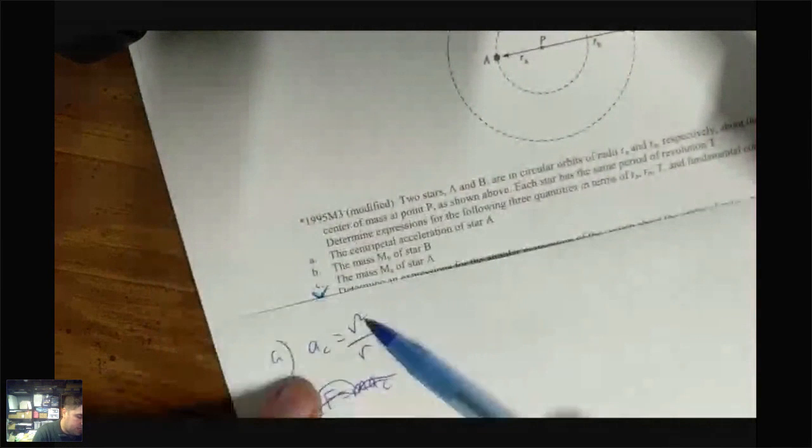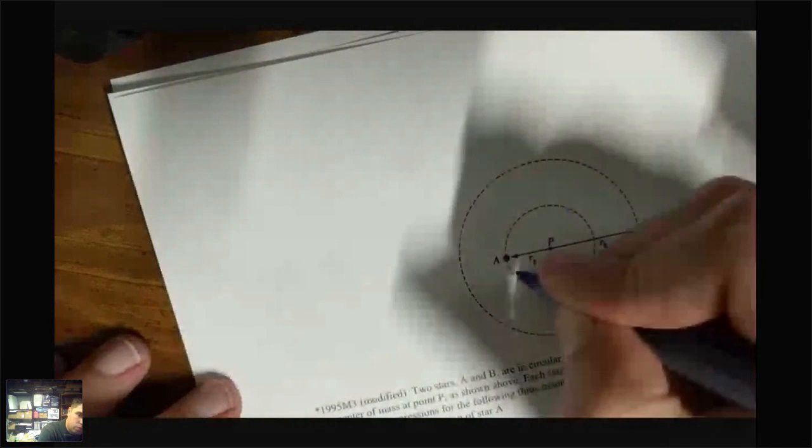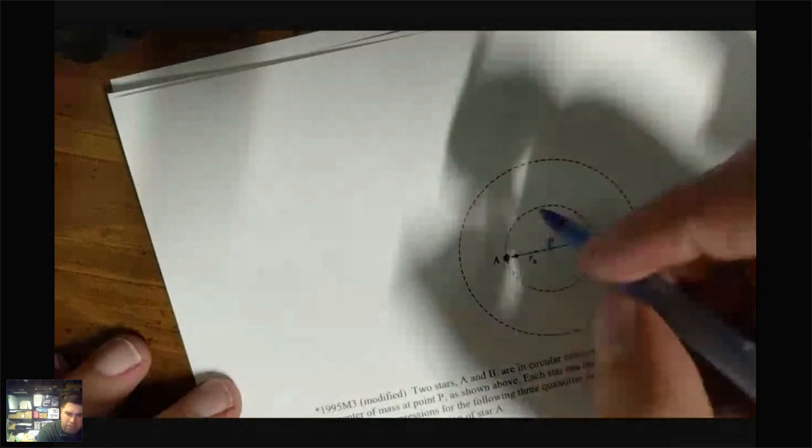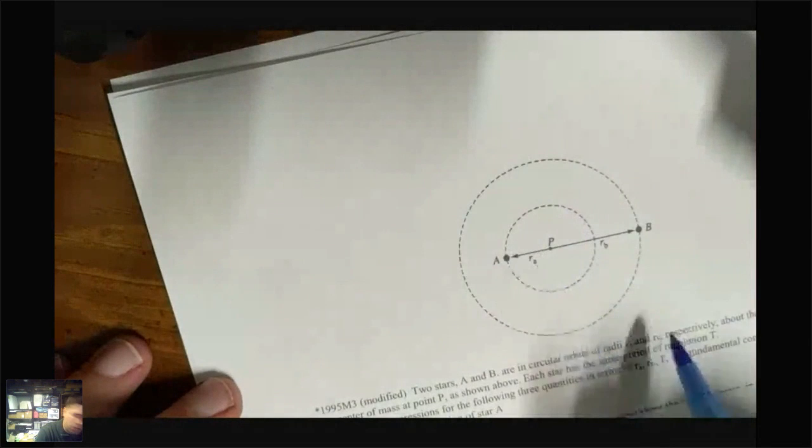So a_c, that's what I'm looking for. v for star A has to be the circumference of the circle, 2 pi r, divided by the time it takes to go around, which is T.